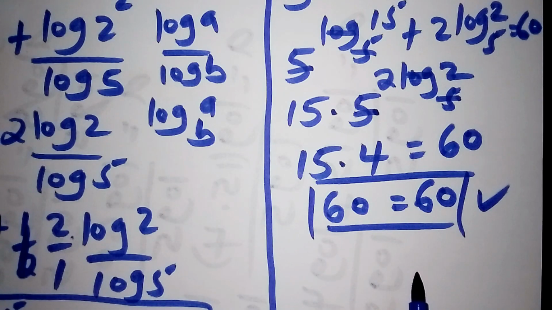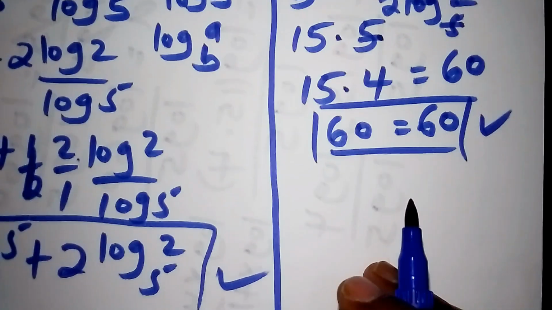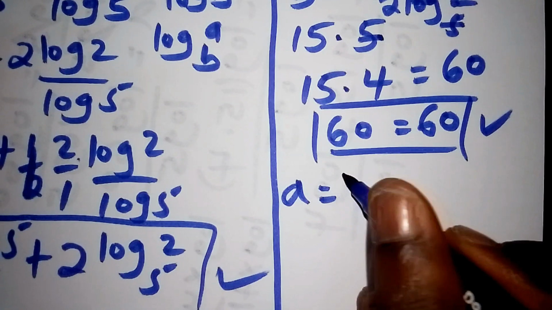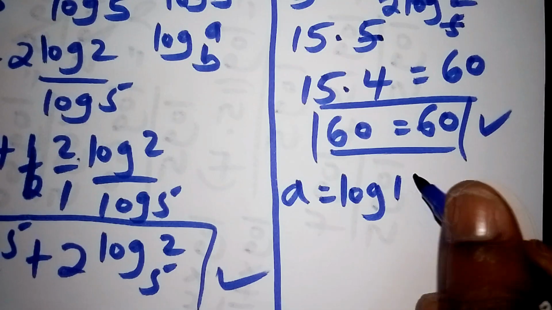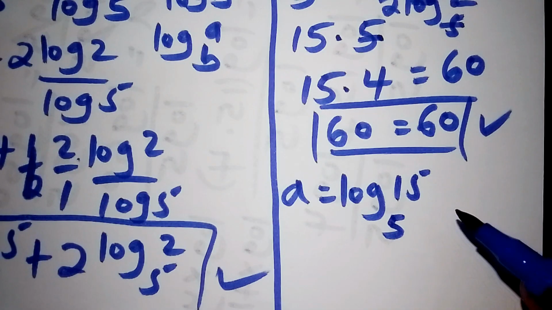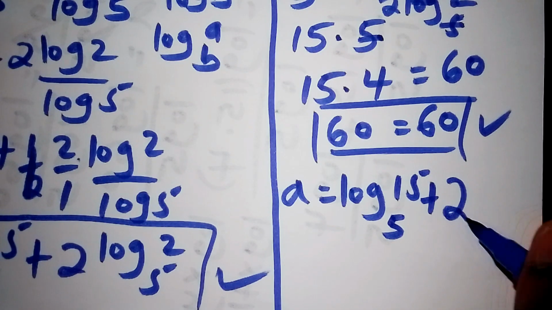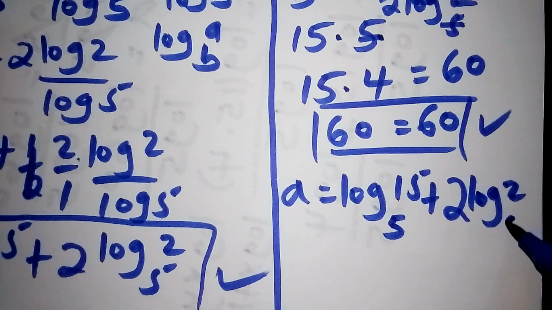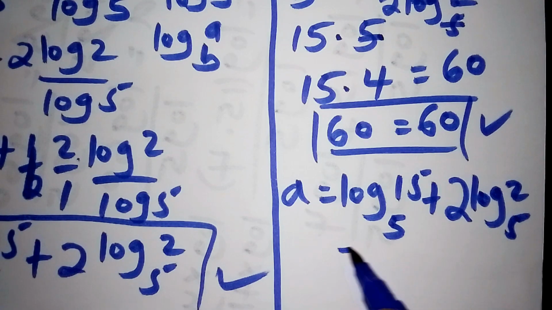So our value for a, the way we got it, is equal to the log of 15 to the base of 5 plus 2 times the log of 2 to the base of 5, as it is.